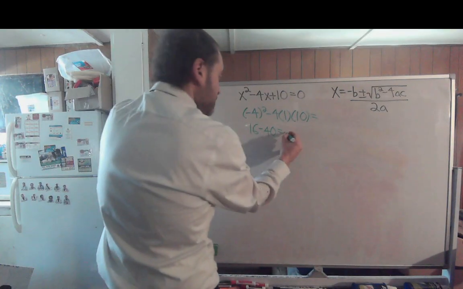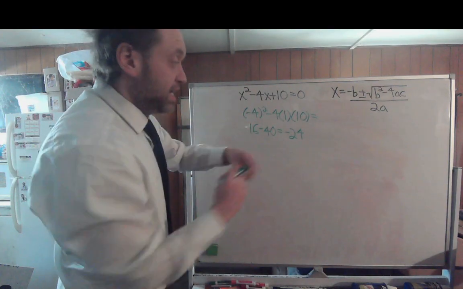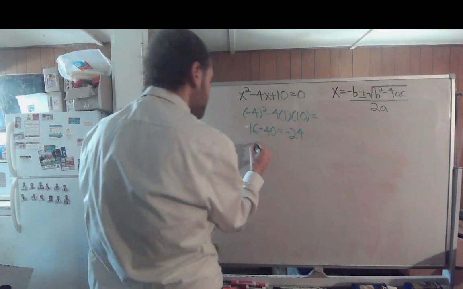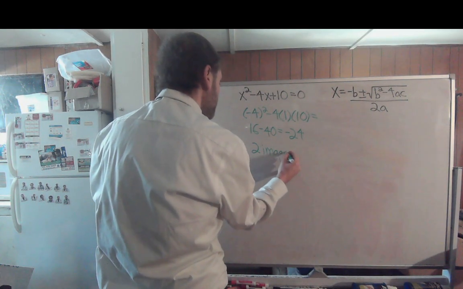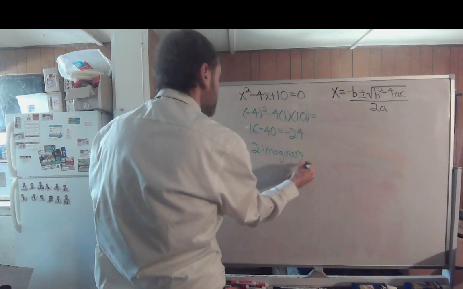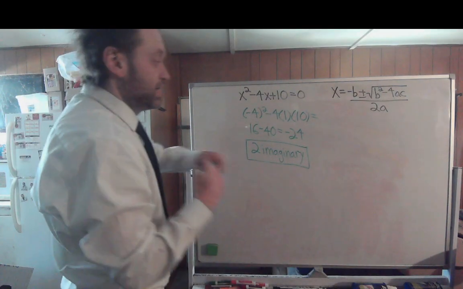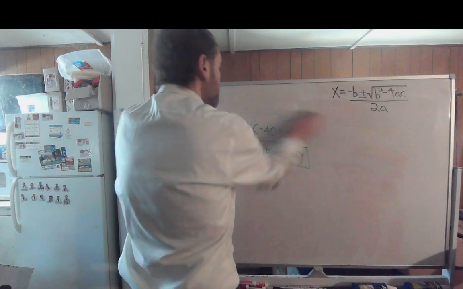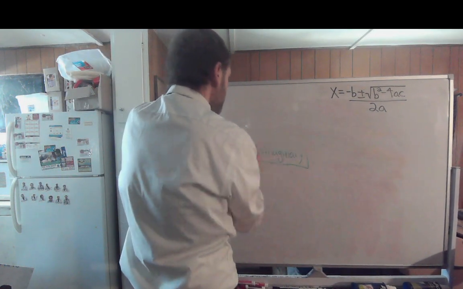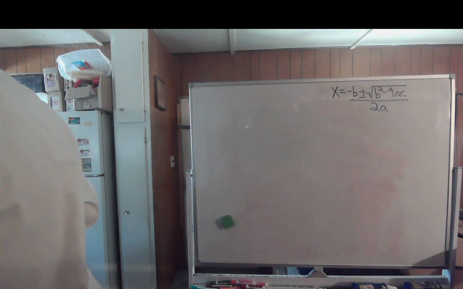Well, you get a value of negative 24, right? Well, that means you would have a negative square root, so you're going to have two imaginary solutions, since that discriminant is less than 0. So this is all we're going to do in today's lesson: just use the discriminant to find the nature of the solutions, not the solution itself.